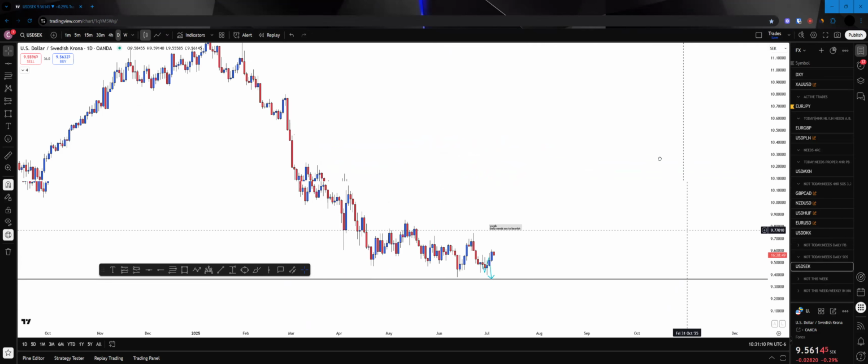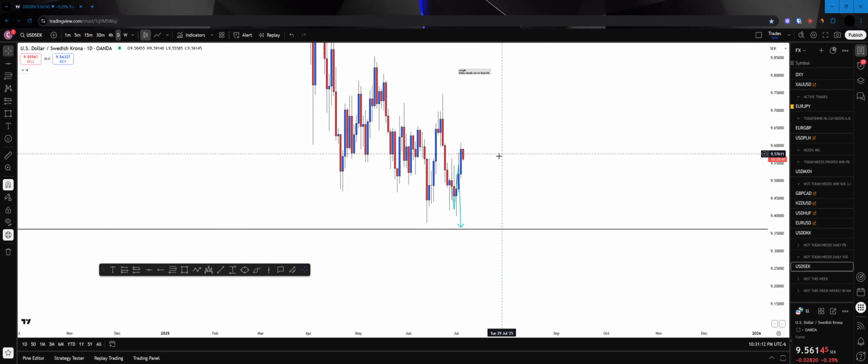right here on the daily, you can see that we're looking to sell this down to this weekly structure point down on here, but we're currently bullish. This is the higher high, this is the higher low. So we need to first break this higher low, then we can go lower. So that's not going to happen.